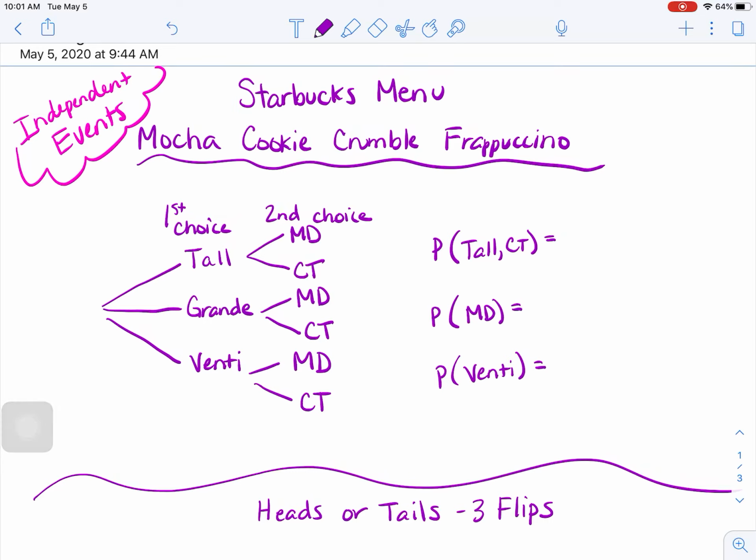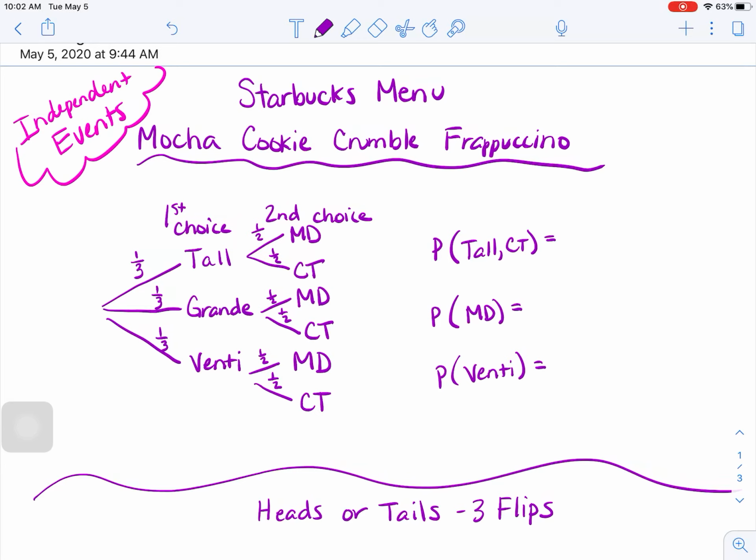Okay. When you are listing these, you might see some tree diagrams where they've got decimals or fractions written on them. That's to help you calculate probability. I'm a big fan of those ones. So for example, in my first choice, if I would do tall, that was one out of three different size choices. So I could have a 1/3 chance of choosing tall, a 1/3 chance of choosing grande, and a 1 out of 3 chance of choosing a venti. From there, I then go to my two choices of mocha drizzle or cookie topping. Those are only two choices, so I've got a 1 out of 2 chance on each of those.